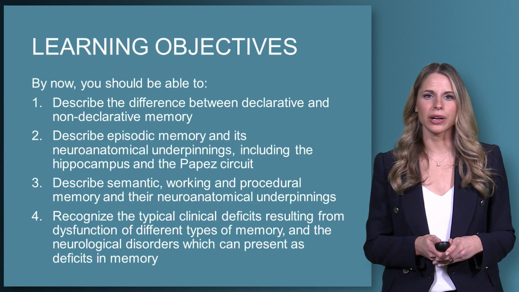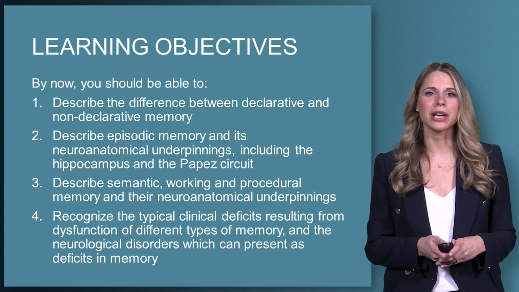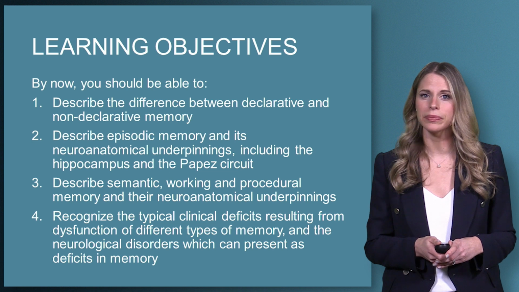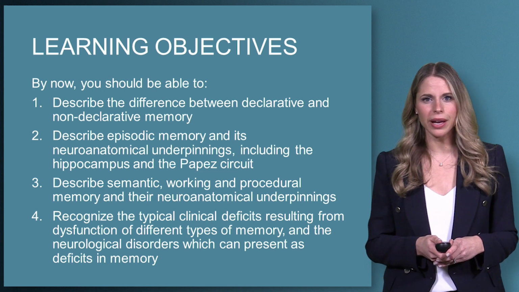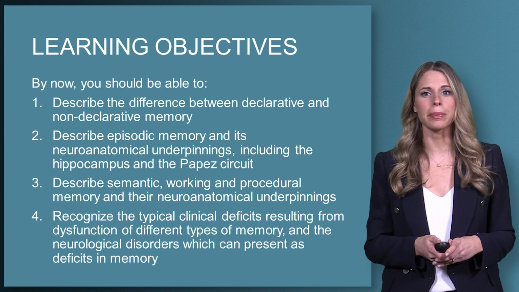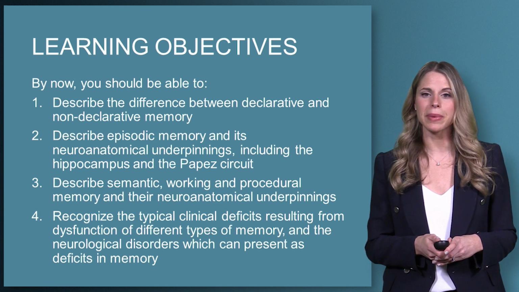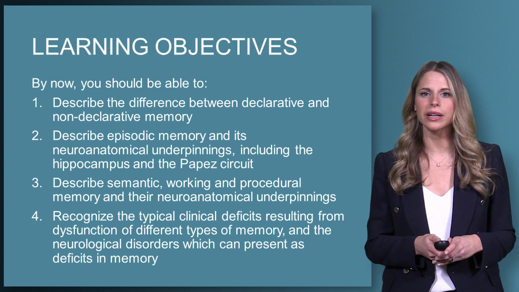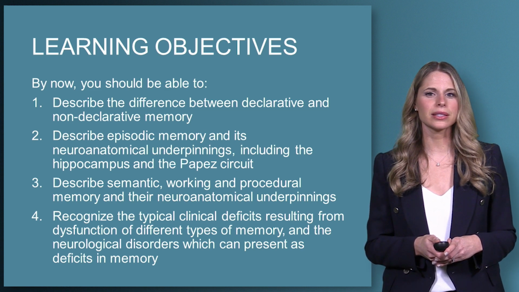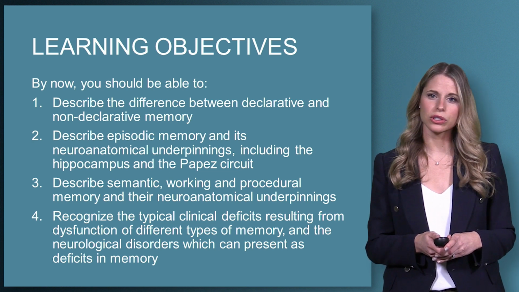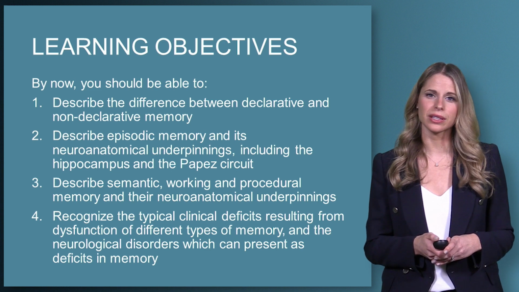So now we'll review the learning objectives again. By now, you should be able to describe the difference between declarative and non-declarative memory, describe episodic memory and its neuroanatomic underpinnings, including the hippocampus and the Papez circuit, describe semantic, working, and procedural memory and their neuroanatomical underpinnings, and finally recognize the typical clinical deficits resulting from dysfunction of different types of memory and the neurological disorders which can present as deficits in memory.